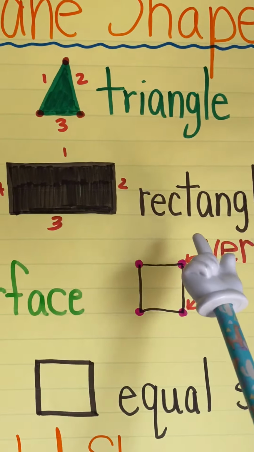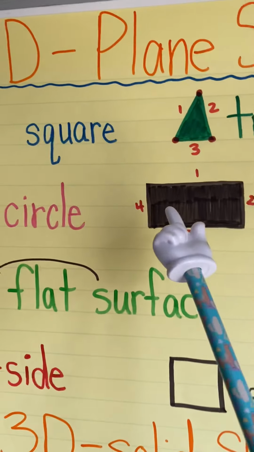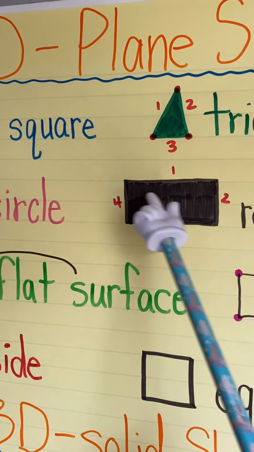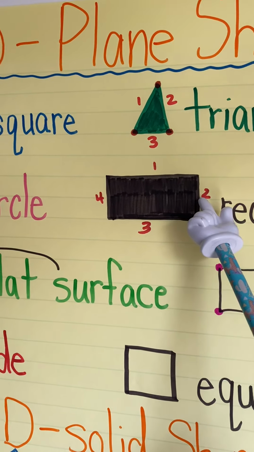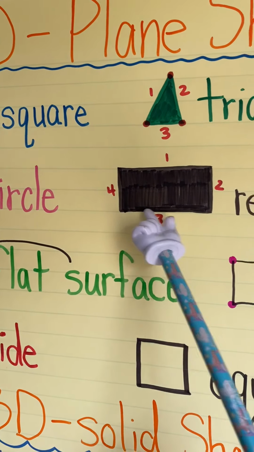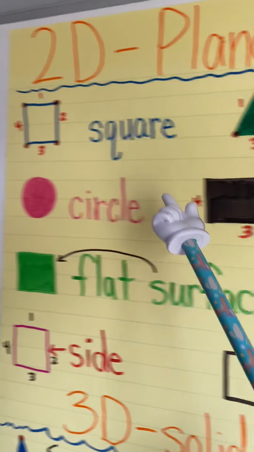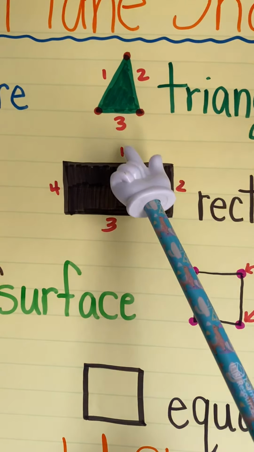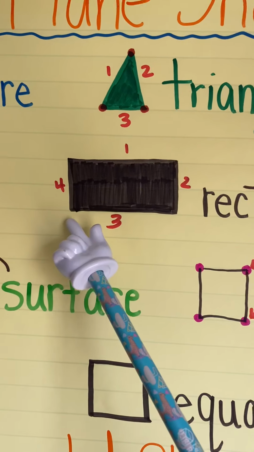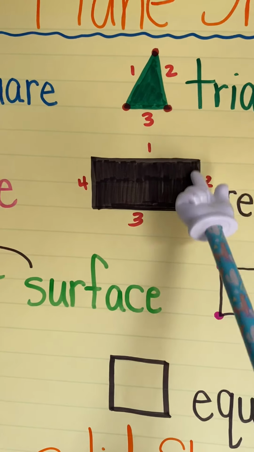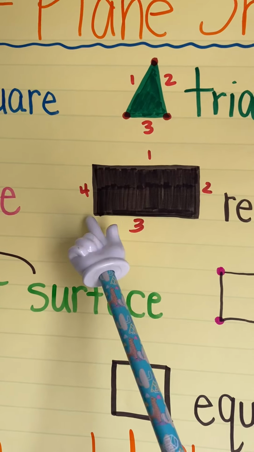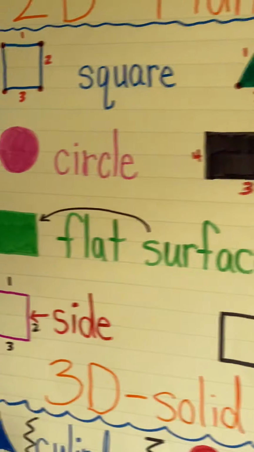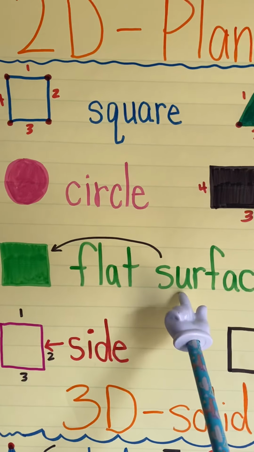A rectangle also is kind of like a square, but you can tell the difference between the two because this side and this side are equal, and this side and this side are equal. They don't all have to be equal like in a square, but the two here, this side and this side, have to be the same length, and this side has to be the same length as this side to be called a rectangle. Okay?